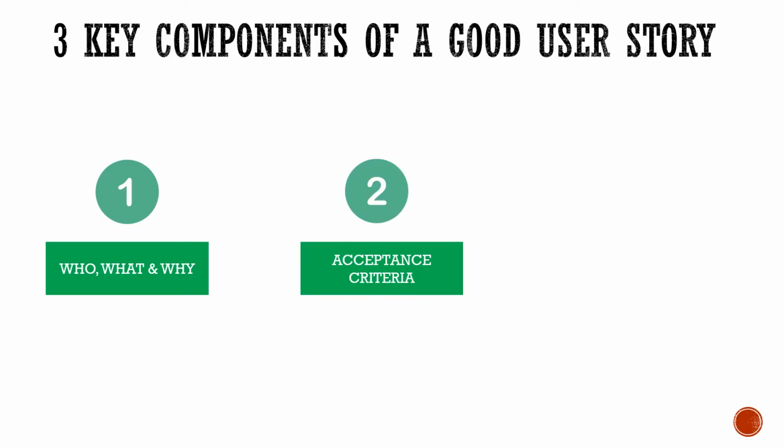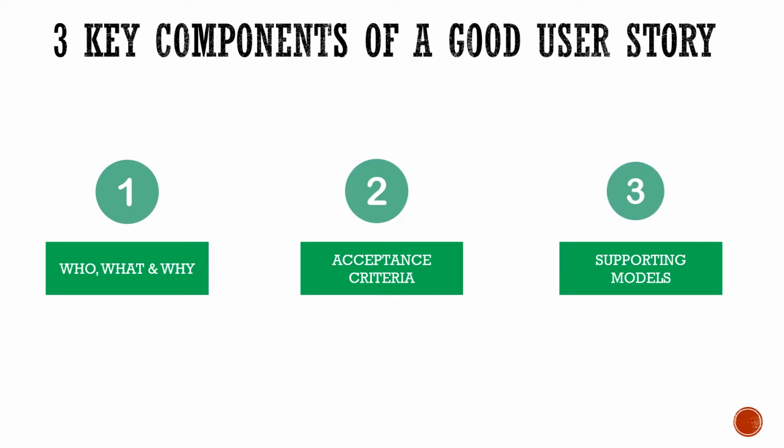The second component is the acceptance criteria. In order for a user story to be termed as delivered, the acceptance criteria needs to be satisfied. So this helps the development team and also the testing team to work on their unit test cases and the QA test cases, and ensures that the required functionality for a particular user story is delivered.